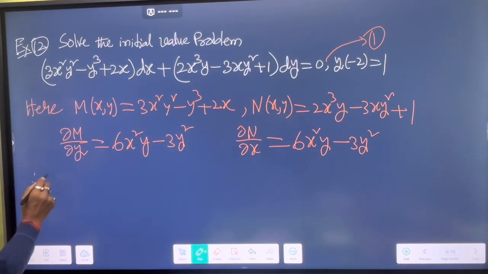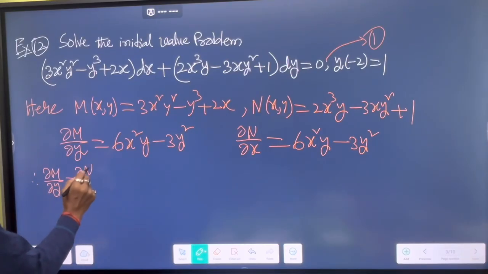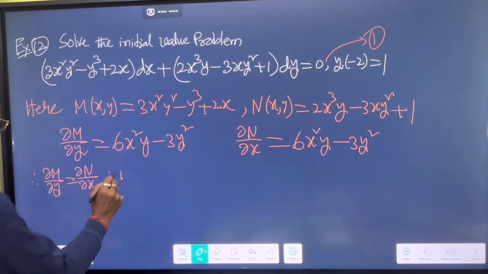Therefore ∂M/∂y equals ∂N/∂x. Therefore (1) is exact.